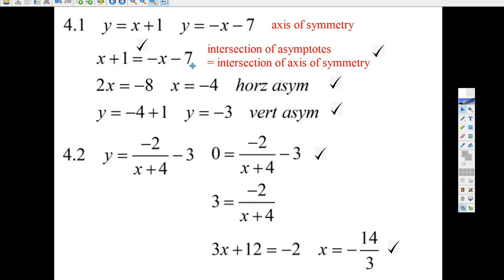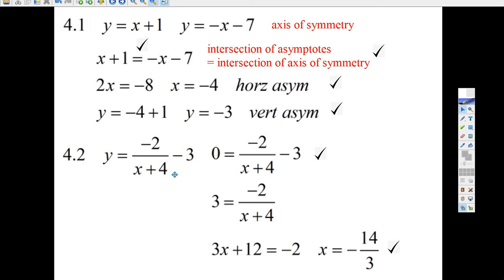Let x plus 1 equal minus x minus 4. So we add x, we subtract 2, we get x equals minus 4. That's the horizontal asymptote. Then all you have to do is take x is minus 4, put it back into one of the original equations. Minus 4 plus 1 is minus 3. Y equals minus 3 is the vertical asymptote. And there we go. We got it.